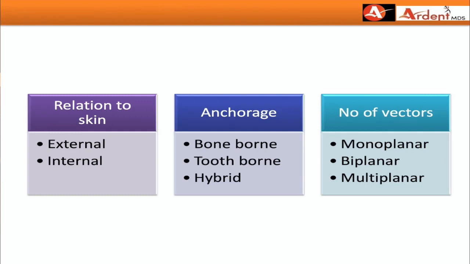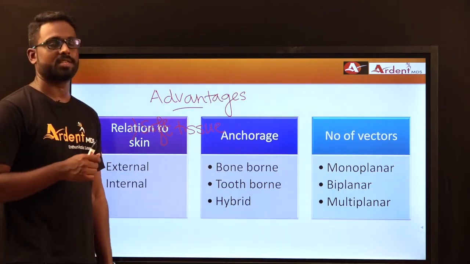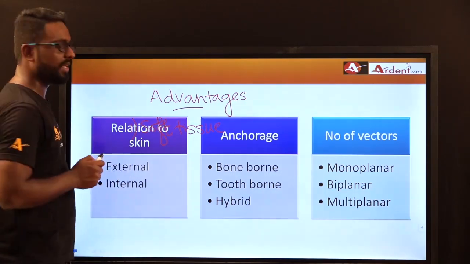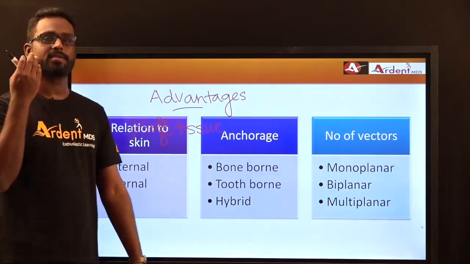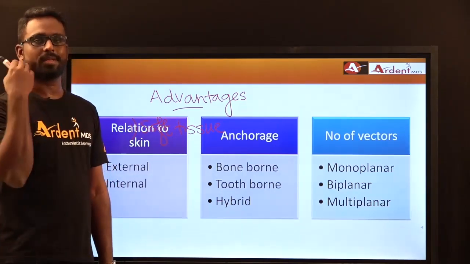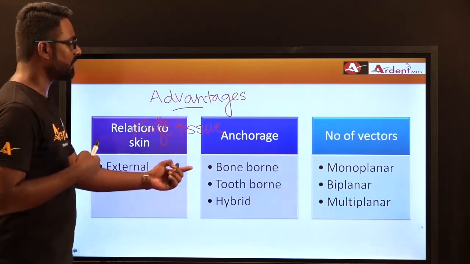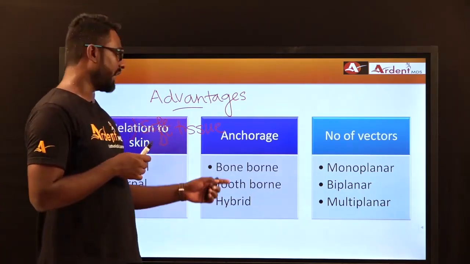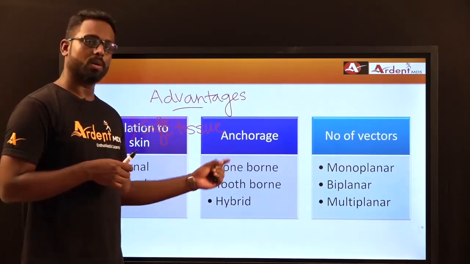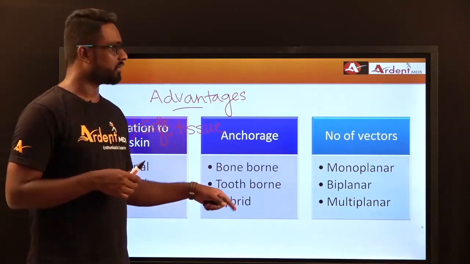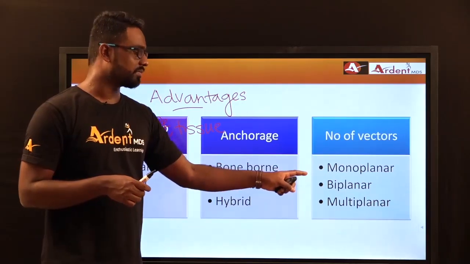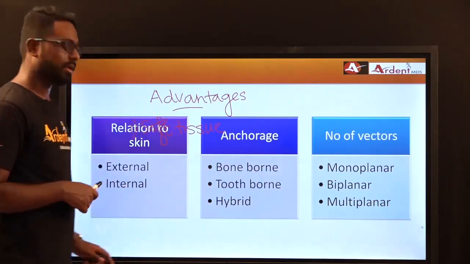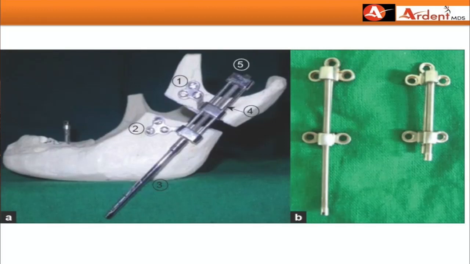So we will see about the types. These are all the types of distraction devices that we are going to see. One is with relation to the skin. It can be placed either externally or internally. That is, if you place it extraorally, it is external. If you place it intraorally, it is internal. And then depending on the anchorage device, it is either bone-bone or tooth-bone or including both, which is called hybrid. And the number of vectors we already saw, depending on the corticotomy also, it is monovector, bivector, or multiplanar or multivector. So we all learned about distraction osteogenesis.